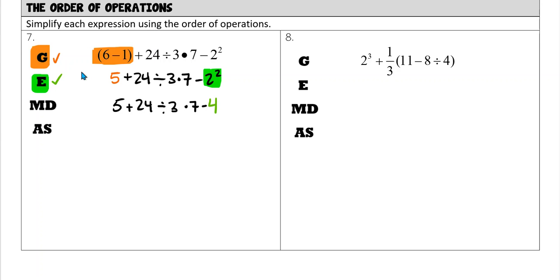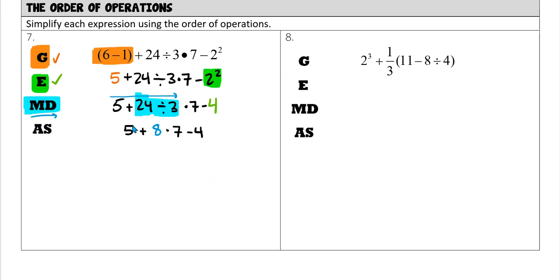Next, we move into that multiplication and division step. And again, with this one, we move from left to right. So I start on the left side of the page, and I move to the right, and right here, we see some division. So we're going to do that first. So 24 divided by 3 is 8. The rest of this stays exactly the same. The 5, the plus sign, the times 7, and the minus 4.